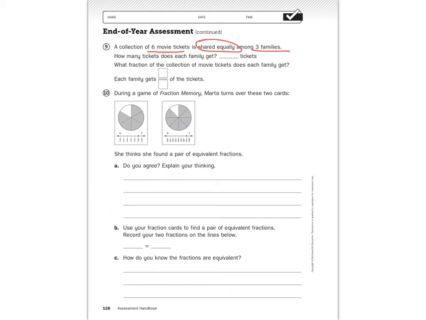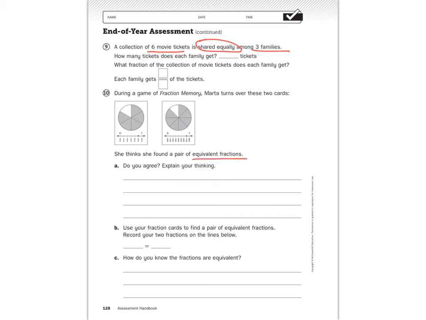And then we have fraction memory. Let me remind you of what fraction memory is. You are using fraction cards to try to see, are these fractions equivalent? Is one greater than the other one? Is one less than the other one? But Marta turns over these 2 cards during fraction memory. And the question is, is this a pair of equivalent fractions?